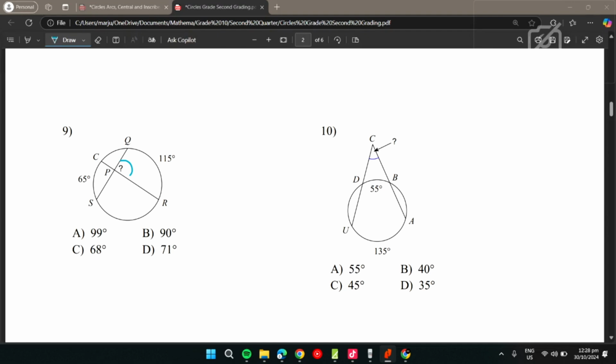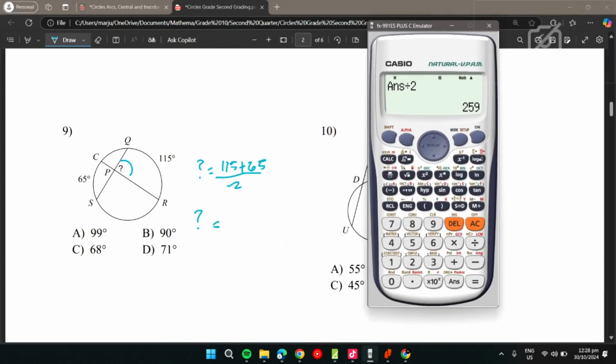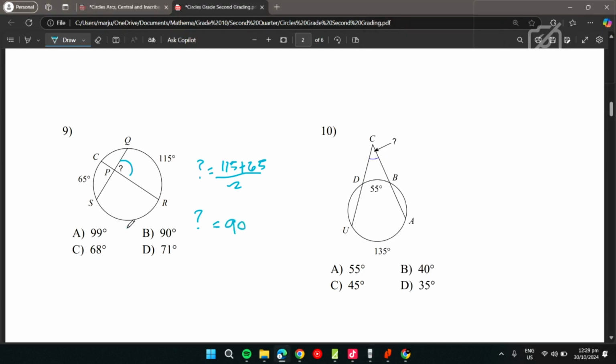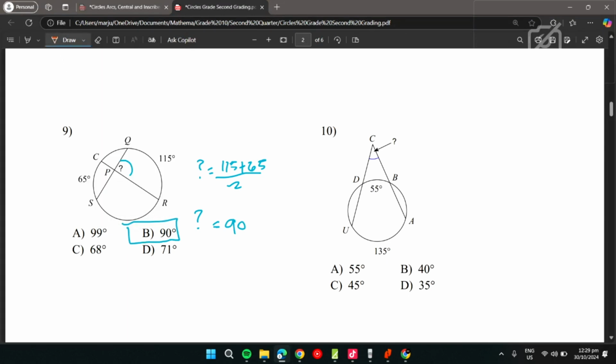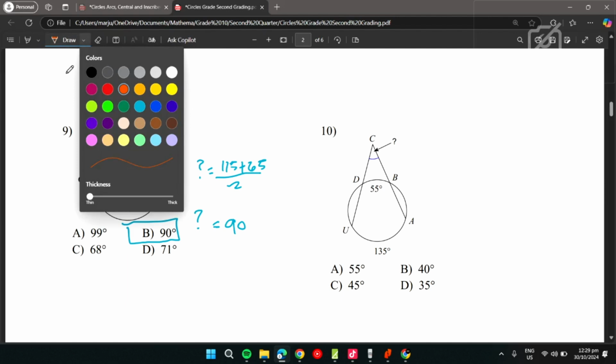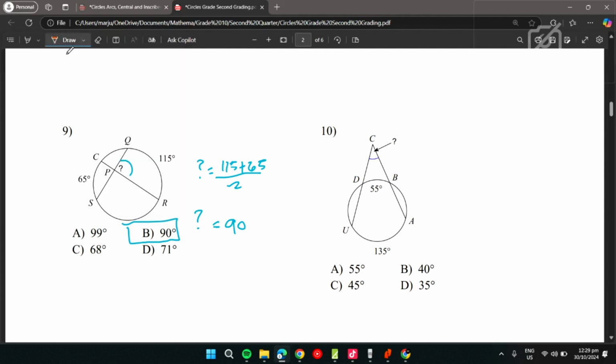Let's try. The question mark is just 115 plus 65 over 2. So the question mark is equal to how much? That's 115 plus 65, that's 180, divided by 2. That's 90. Alright, that's letter B. That is correct.